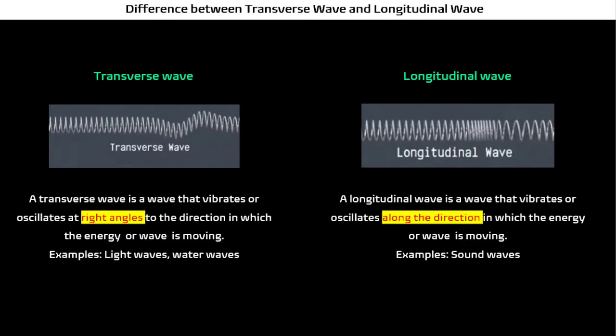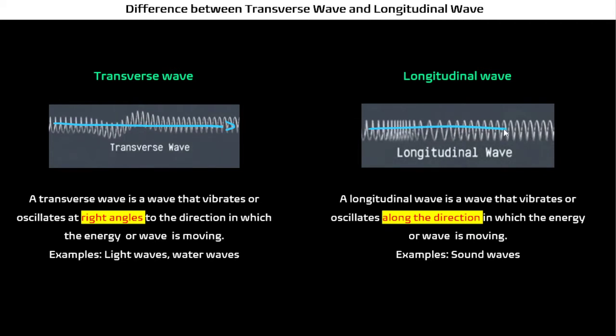So the difference between a transverse wave and a longitudinal wave is that a transverse wave is a wave which vibrates or oscillates at right angles to the direction in which the energy or the wave is moving. You can look at the illustration here as well to understand it better. Essentially, this blue line that I'm drawing is the direction of the wave, which is the same for both transverse wave and longitudinal wave.